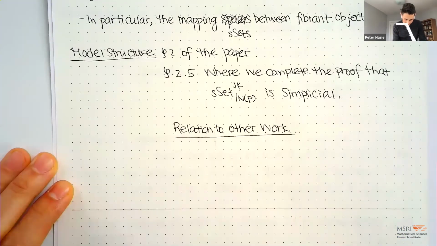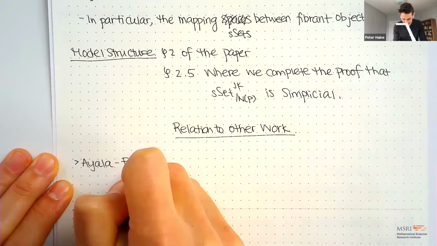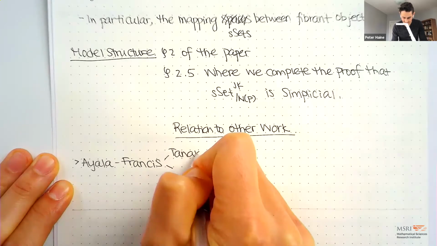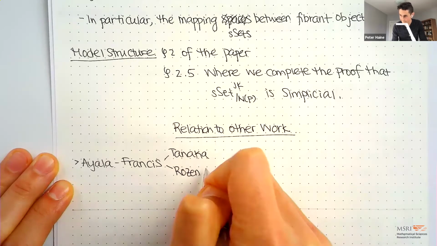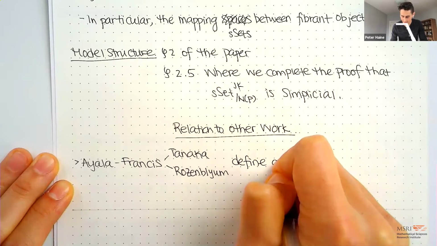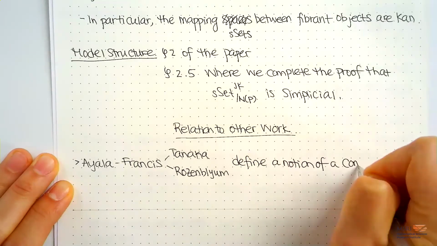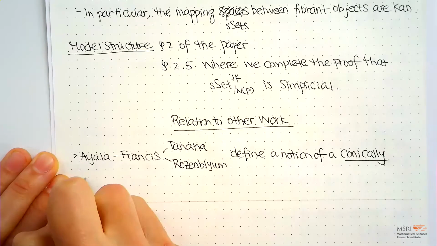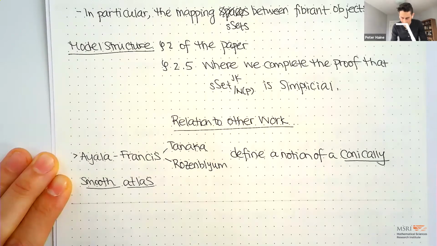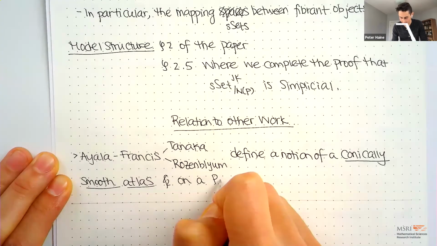David, John Francis, and then I guess, well, I'll do this weird thing, Hiro Tanaka and Nick Rosenblum, they define a notion of a conically smooth atlas on a P-stratified space.